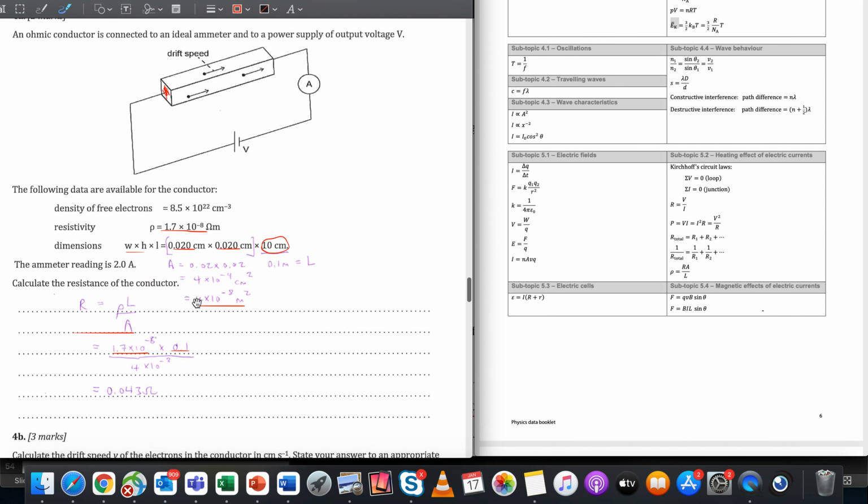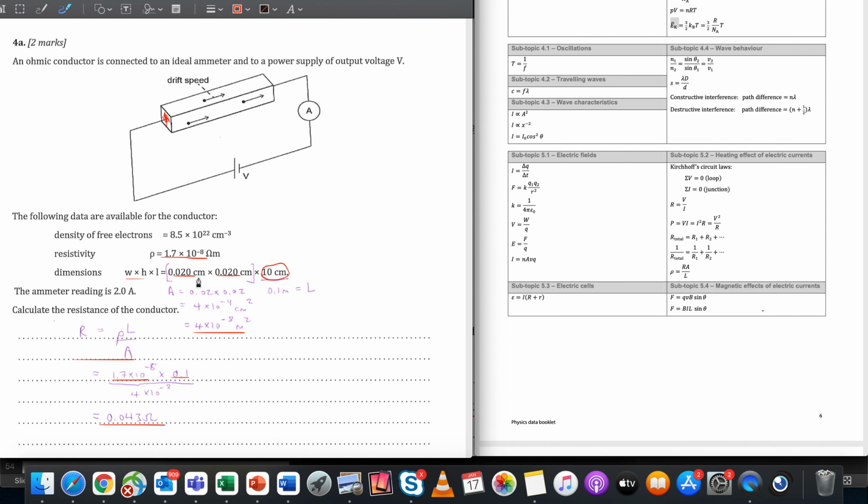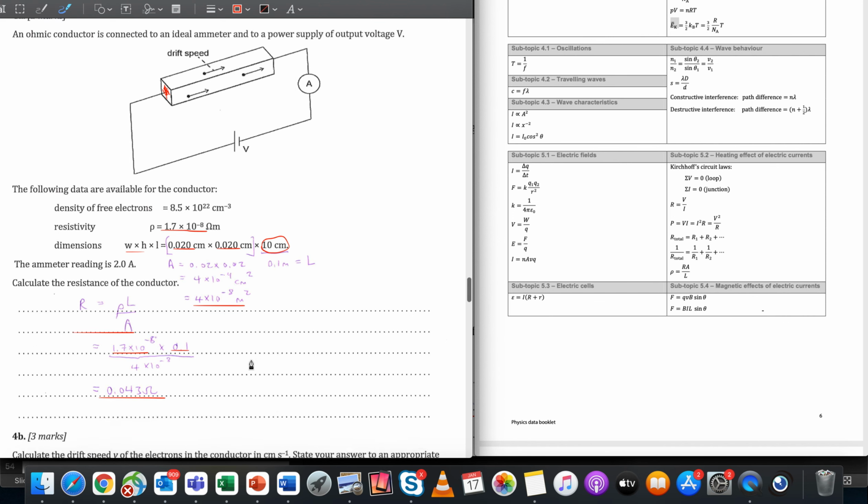That ends up being 4 times 10 to the minus 8, because we've got 4 times 10 to the minus 4 centimeters squared. Meters squared is going to be even smaller. And we end up with a resistance there of 0.043 ohms. So the key point here being you need to make sure you're changing these units from centimeters into meters.